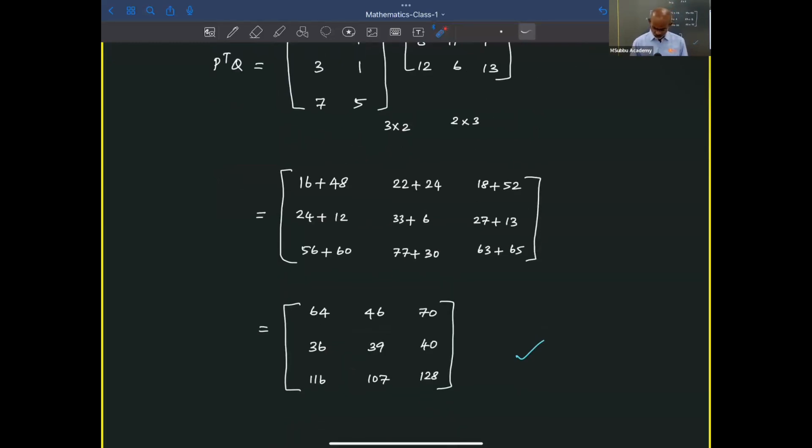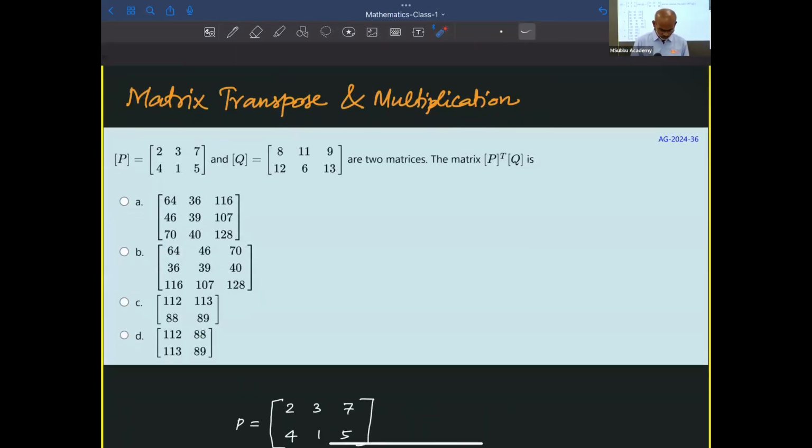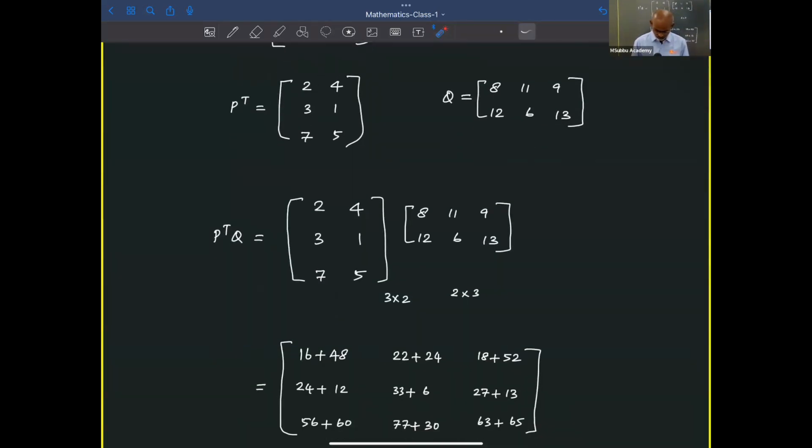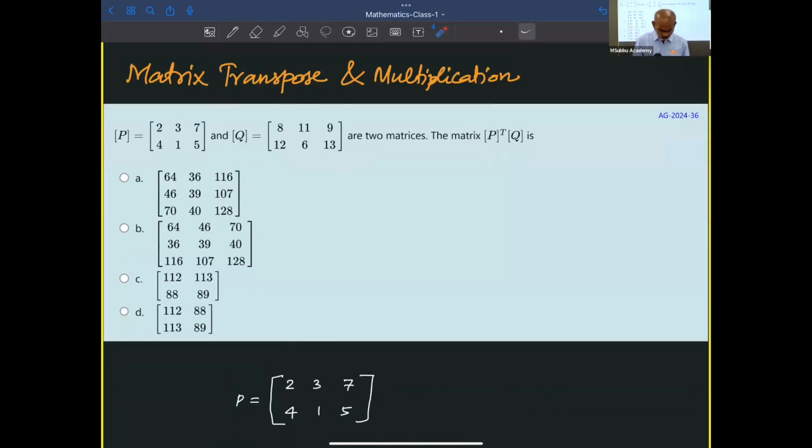Okay, so you can easily check the answer. I think 128 and what is it, 70. So these are all matching to this number. Okay.